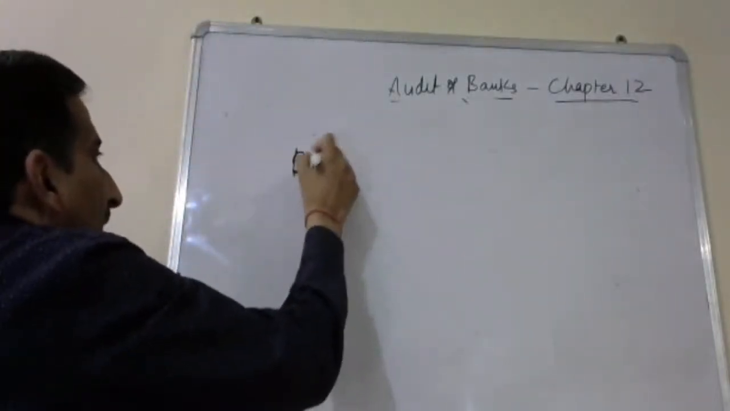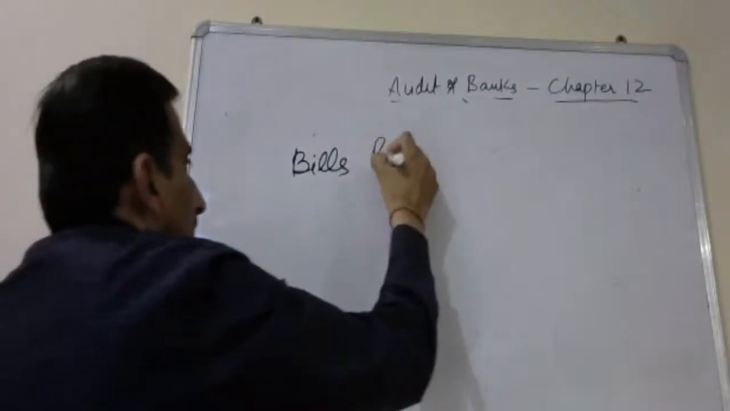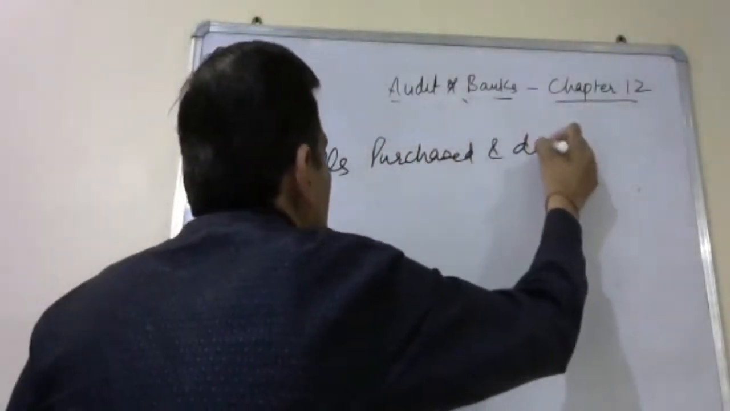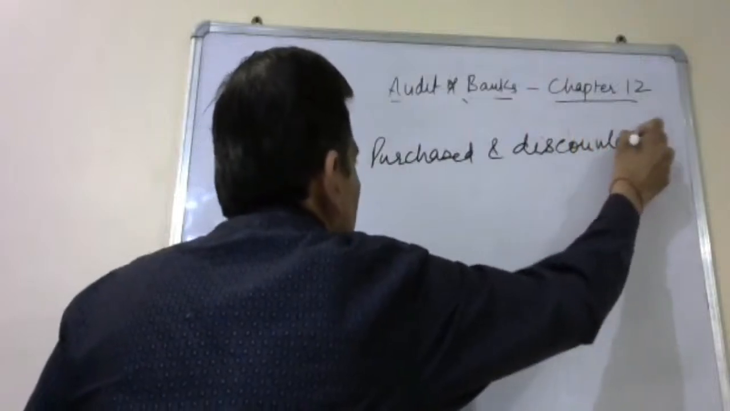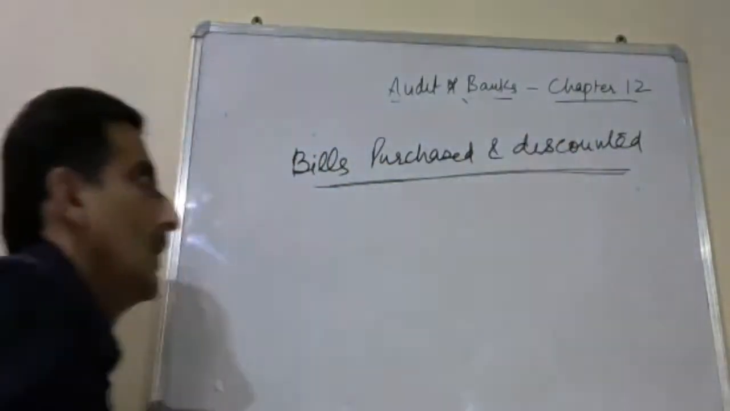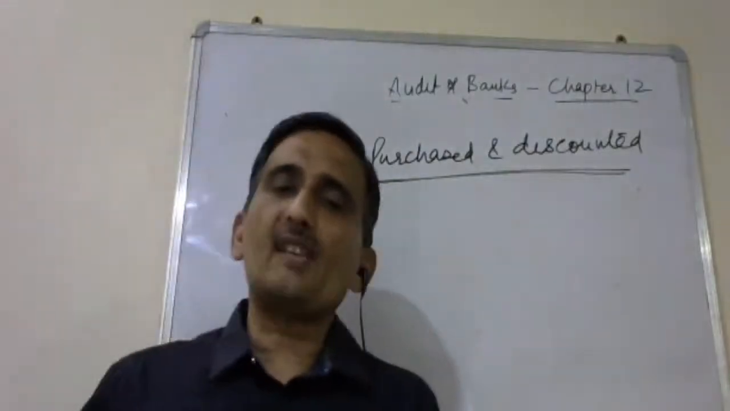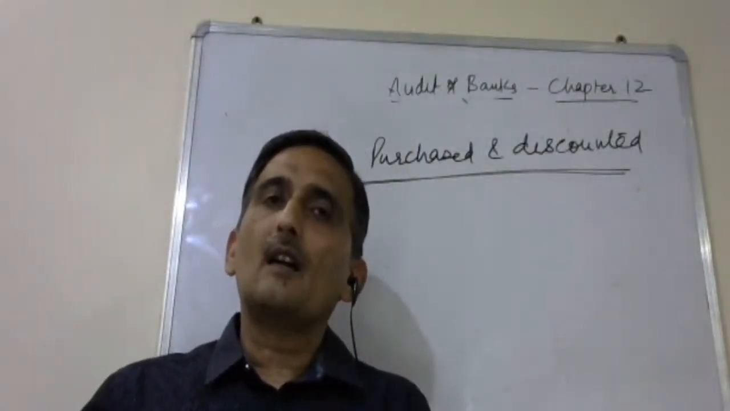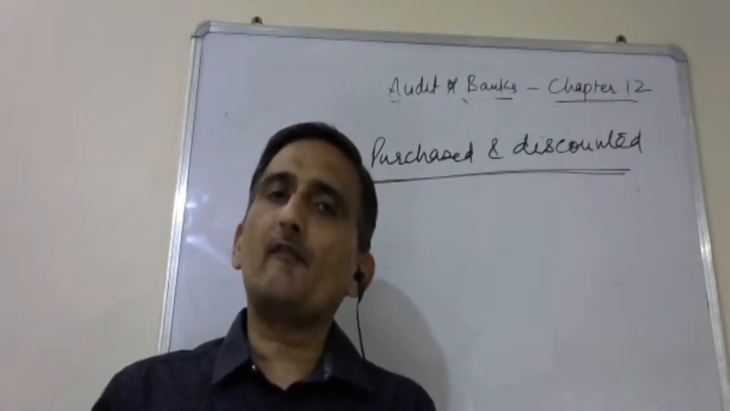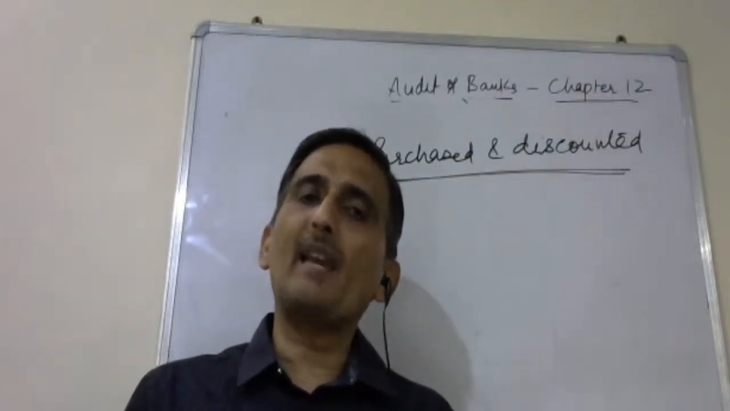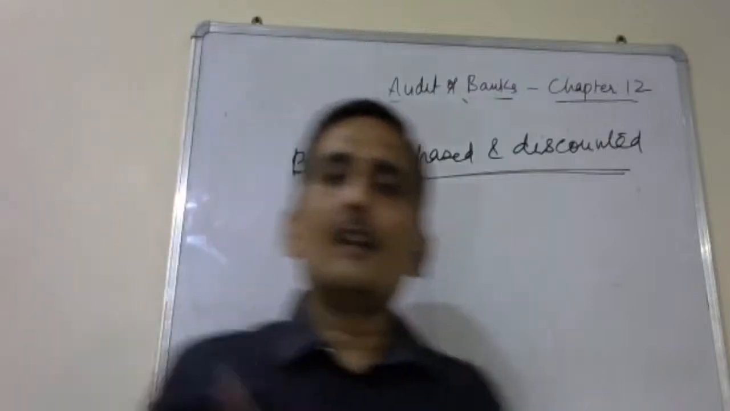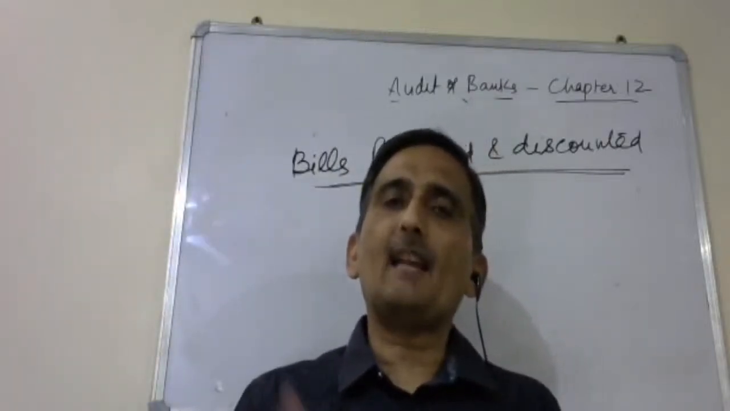So bills purchased and discounted. Now, what is bills purchased and discounted? How is this a funded facility, you would say? What is the meaning of this term, bills purchased and discounted? We will try to understand it with the help of an example.